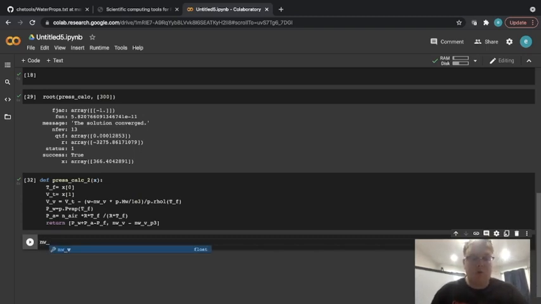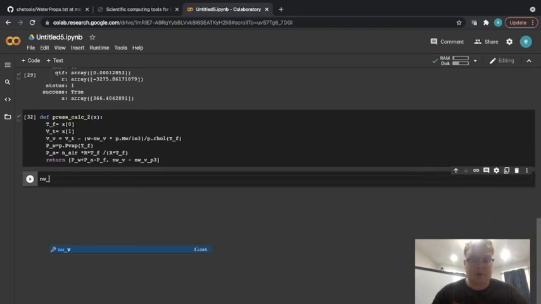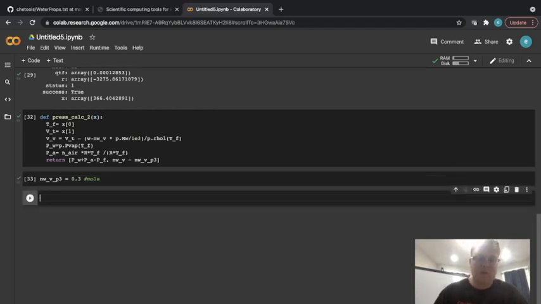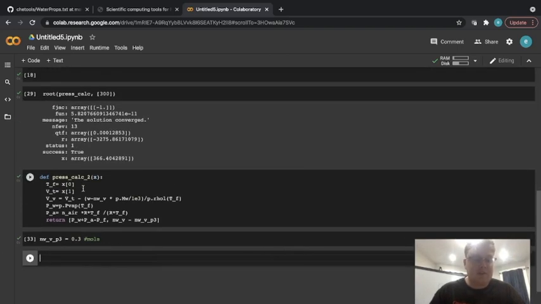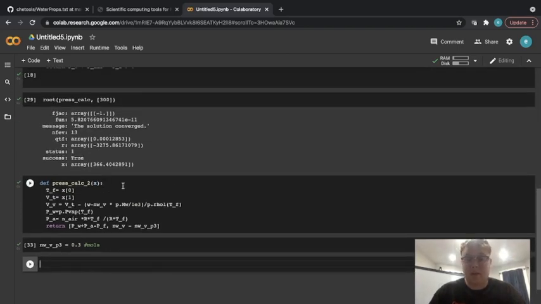NW, number of water moles of vapor pressure, 0.3, and I need to set that equal to 0.3. And just so I remember, that's moles. So now I've defined the number of water moles of vapor that is 0.3 is equal to 0.3. Shift enter. There we go. So what's left to do? I've set up my calculation, or my second calculation.